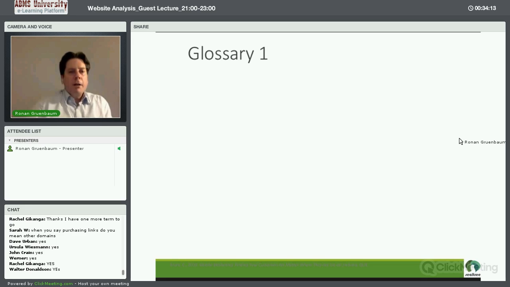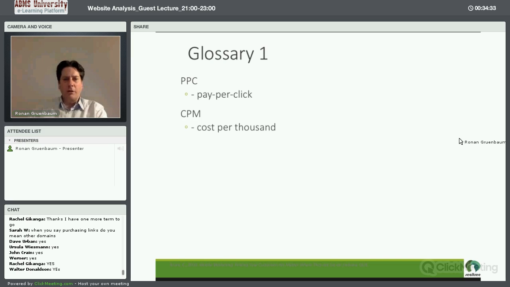We're going to look first at PPC, pay-per-click, and CPM, the cost per thousand. So pay-per-click is when people search for something on Google, and they click on your ad. If they click on your ad, you pay. If they don't click on your ad, you never have to pay Google.